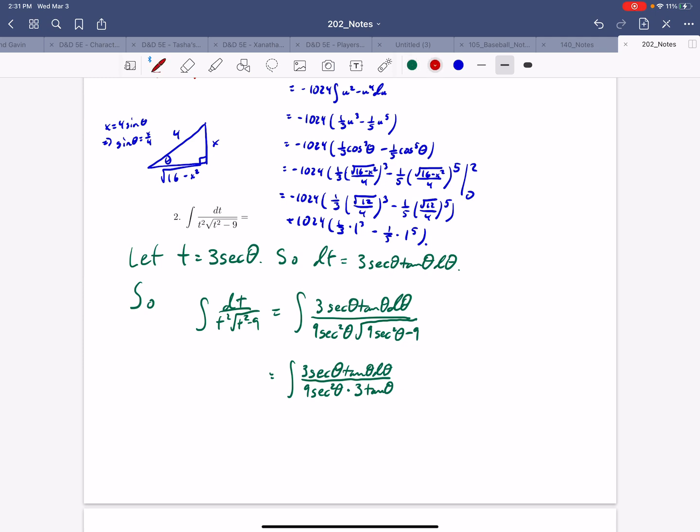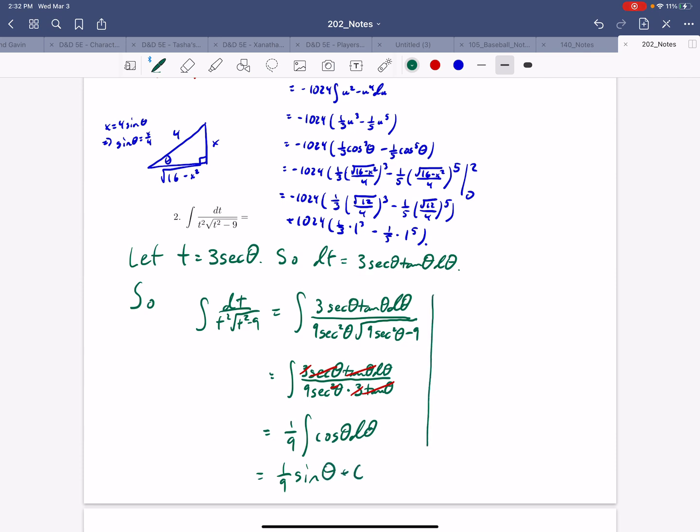Right, and a couple of things are going to cancel out. This 3, this tan theta, that tan theta. And really, all of that's going to reduce pretty nicely to what looks like just 1 over 9 secant of theta, better written as 1/9 times the integral of cosine of theta d theta. Right? 1 over secant, 1 over cosine, is just cosine. Well, that's an integral. That's not so bad. 1/9 sine of theta plus c.